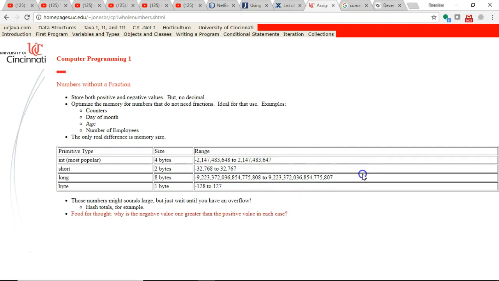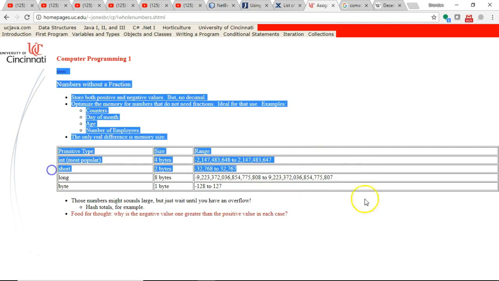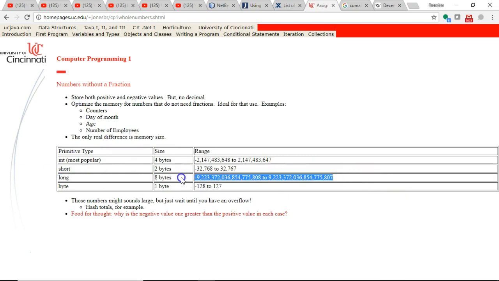Question number 2, if we know the ComAir story here on short, why don't we just use a long all the time? Why don't we just use the greatest data type that we can use? Well, of course, everything's a trade-off.